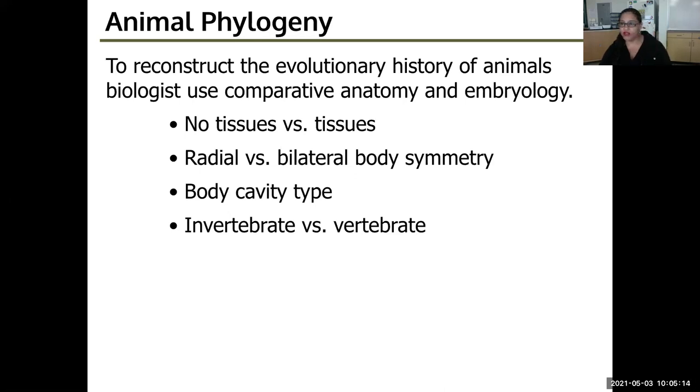So very, very early primitive animals do not have any actual tissues. Tissues evolved later, so tissues versus no tissues. Body symmetry, radial versus bilateral. We are bilateral animals. You can only cut us in half one way to get equal parts. Body cavity type, and then invertebrate versus vertebrate. Backbones versus no backbones.